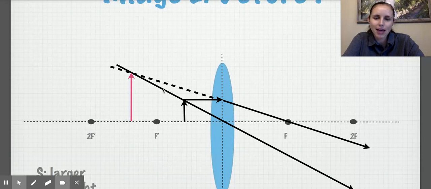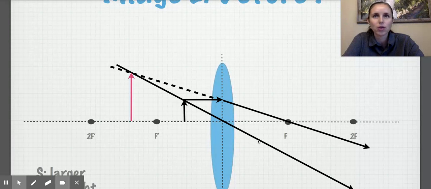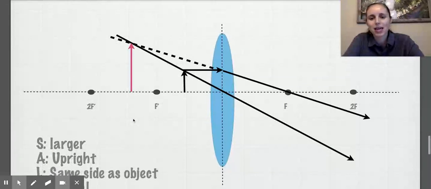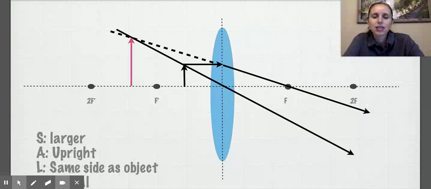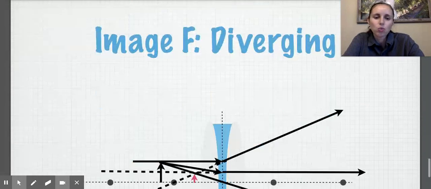So notice that this line stays not dotted, it stays solid. That's because this line actually exists. This is an actual light source that's going through and passing through the optical center. However, this emergent ray, I'm going to draw a dotted line back. Now remember, this is an apparent light source, so I use that dotted line because it doesn't actually exist on this side of the lens. They're going to cross here, and if I draw in my image, I'm going to notice that it's larger, it's upright, it's on the same side as the object, and since it's on the same side as the object, it's considered to be virtual.